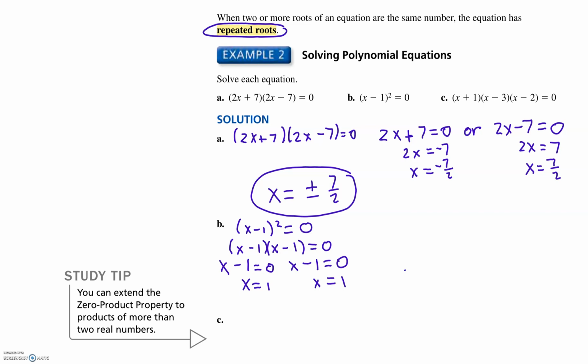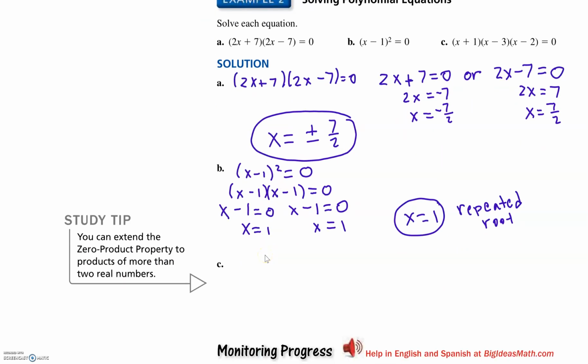So we will call x equals 1 a repeated root, or a root of multiplicity 2. We'll just call it a repeated root. So a repeated root will happen when you have a factor that is repeated.